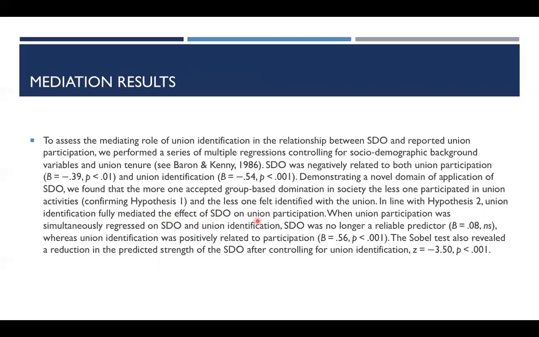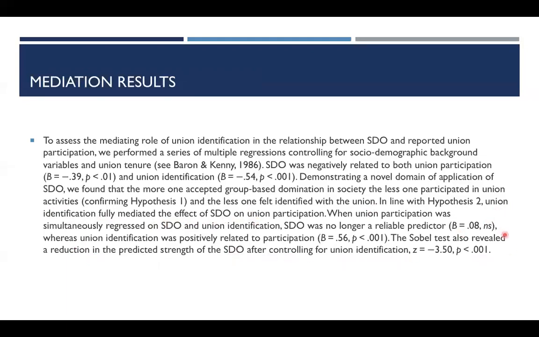So that's their indirect effect. When union participation was simultaneously regressed on SDO and union identification, SDO was no longer a reliable predictor, whereas union identification was positively related to participation. The Sobel test also revealed a reduction in the predictive strength of the SDO after controlling for unit identification.